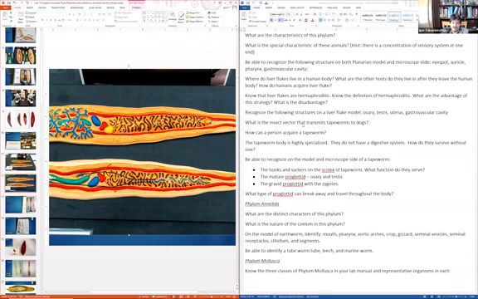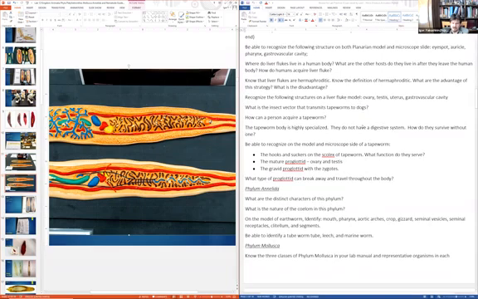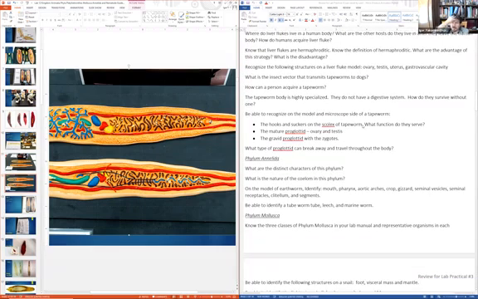Okay. What is the insect vector which transmits tapeworm to dogs? I think in your lab it's talking about the fleas, right? The dog chews on the flea and it gets into the digestive system. How can a person acquire the tapeworm? Well, chew on the same flea. No, not really, we generally don't do that. But technically, yes, if you accidentally inhale it, then it will end up in the digestive system.